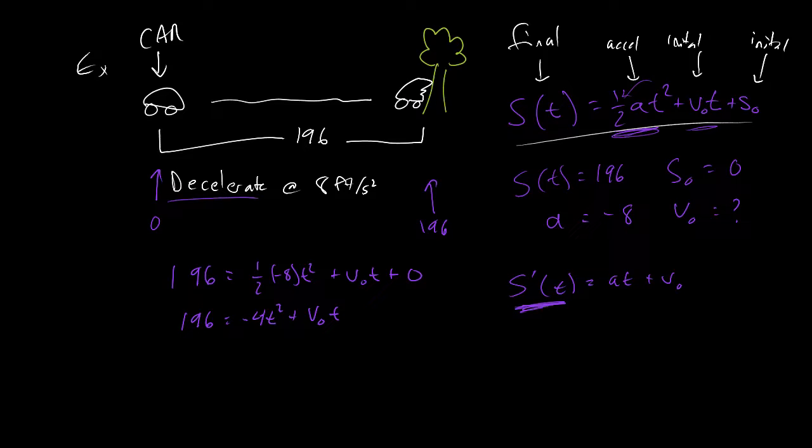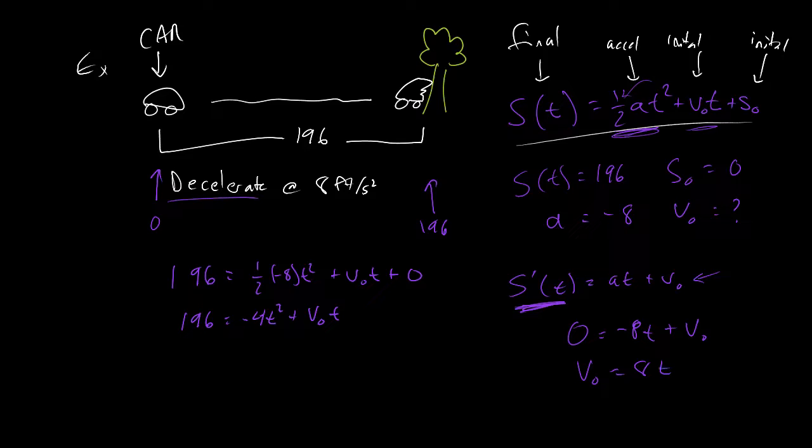And now let's plug in what we know. This is going to be our initial velocity. Do we know our initial velocity? No. So that's what we're looking for. This is our velocity. And then our acceleration we know is negative 8. This is our final velocity. And we know our final velocity to be 0 because we ran into a tree. So 0 plus our velocity initial. So we know that v naught is equal to 8t.